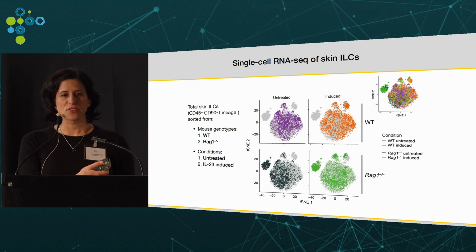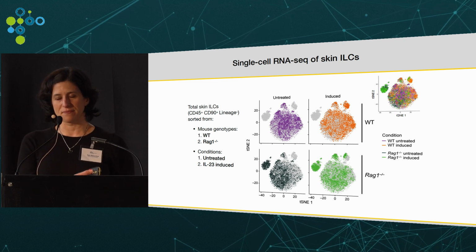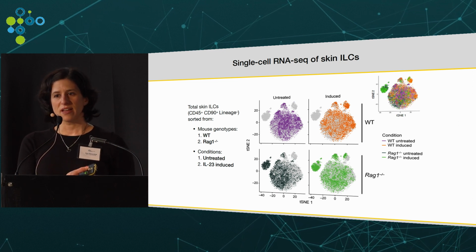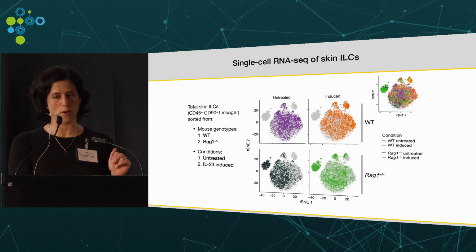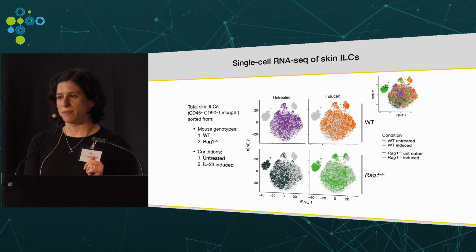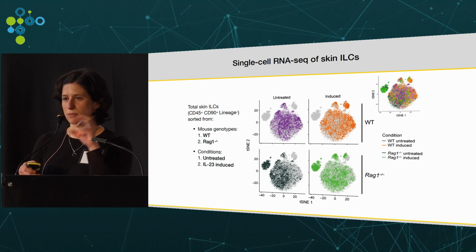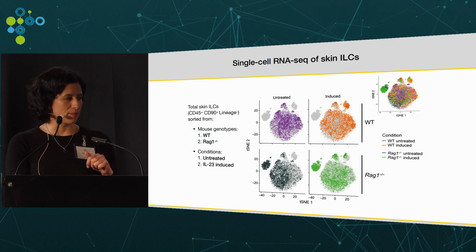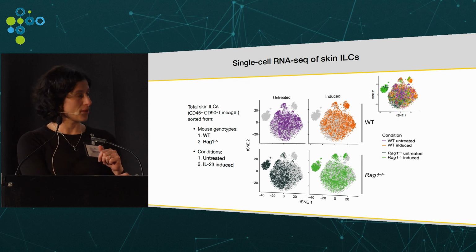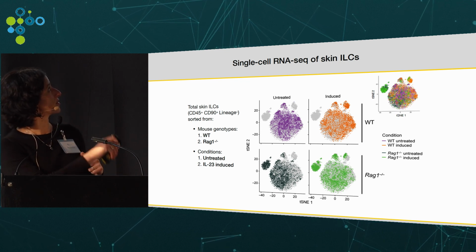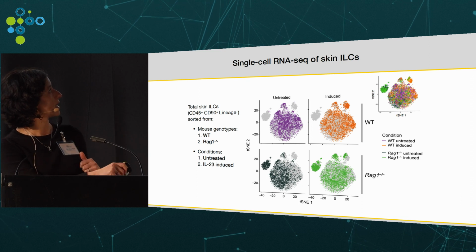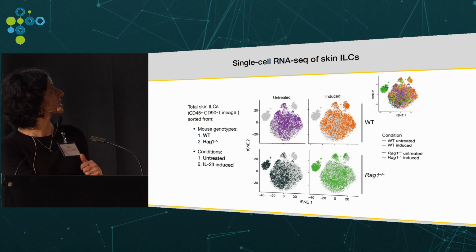And so I looked at ILC data before. It almost always looks like this, honestly. If anyone's done an ILC study, you'll almost always see a giant cloud. It just doesn't tend to separate into really specific substates. And of course, here I'm showing you the untreated and induced. So this is untreated, this is induced. Here's wild type mice, and this is RAG deficient mice.